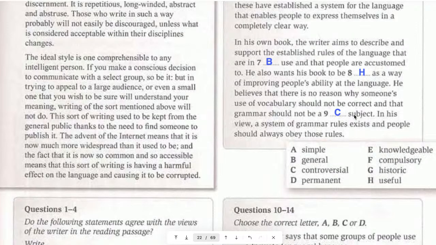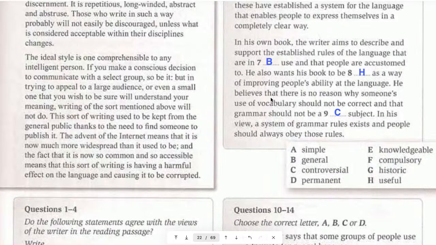Now, a controversial subject, what does that mean? Someone please? A controversial subject, that means a subject that causes a lot of debate, a lot of arguments between many different sides. Okay, that's what we call a controversial subject.